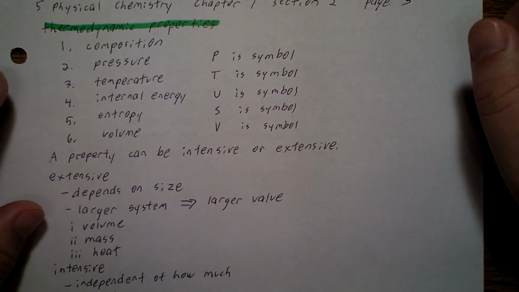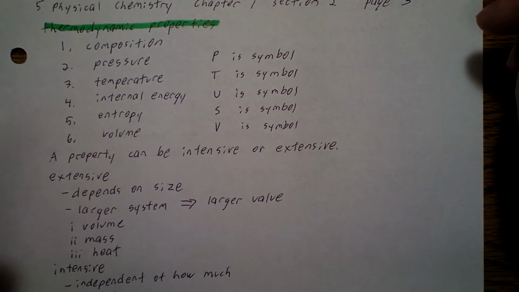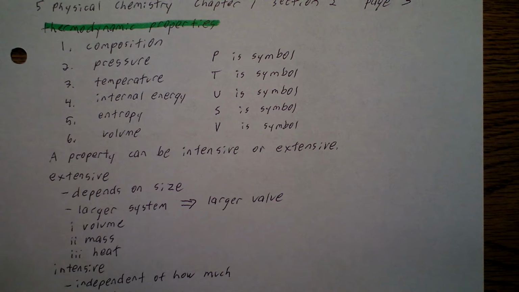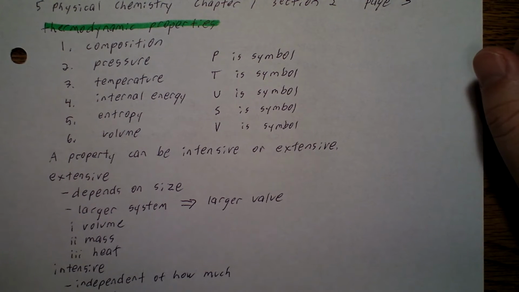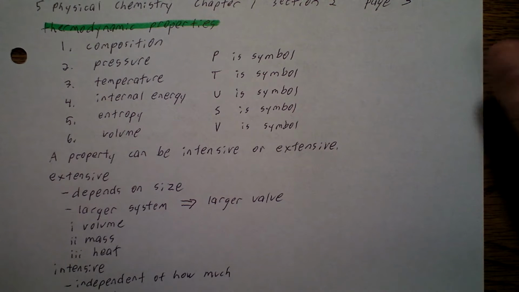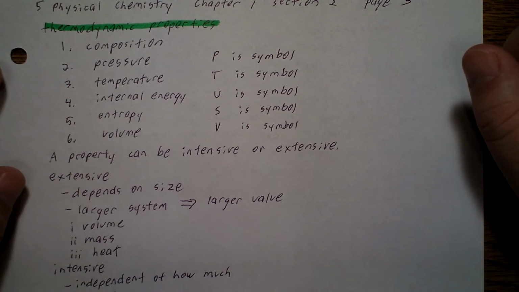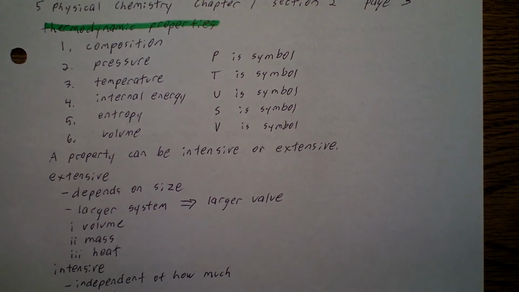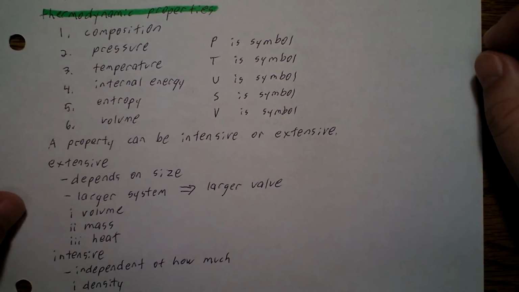Now we're also going to be using V for potential energy. So by context, you have to pay attention to, okay, is this time capital V volume or is it potential energy? It can get confusing, but there's only 26 letters in the alphabet, so we have to do something.